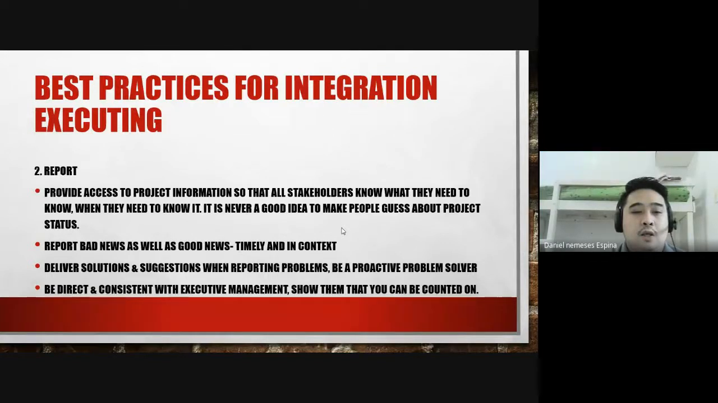So it should not be hidden. It's not always the good news that should be reported, but the bad news as well. So deliver solutions and suggestions when reporting problems. So be a proactive problem solver. Okay. So if there are problems, so much better if you as a team member also suggest a solution. So be direct and consistent with the executive management. Show them that you can be counted on. So show them that you are on top of the situation. Okay.